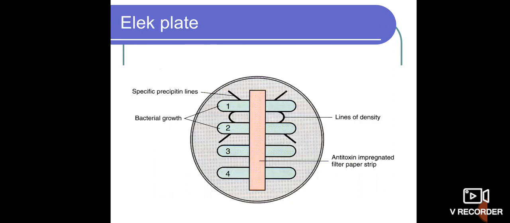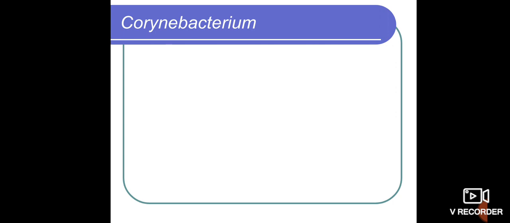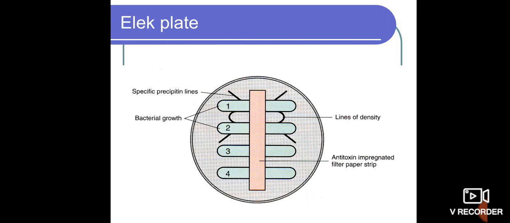You can see in the diagram the Elek gel precipitation test that is used for showing toxicity of bacteria. You can see the antitoxin impregnated filter paper, and the bacterial growth line, which means bacterial growth on which the antitoxin is also there. Where the antigen combines with its specific antibody, a line of precipitation will be marked, and that can be observed in the Elek gel precipitation test.